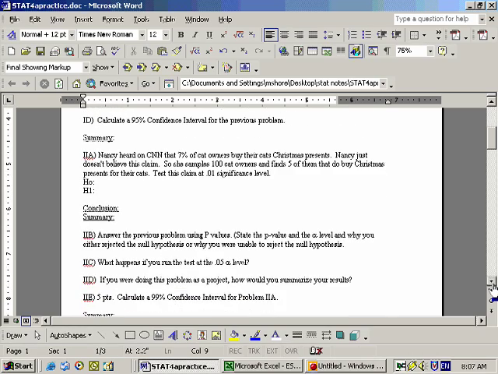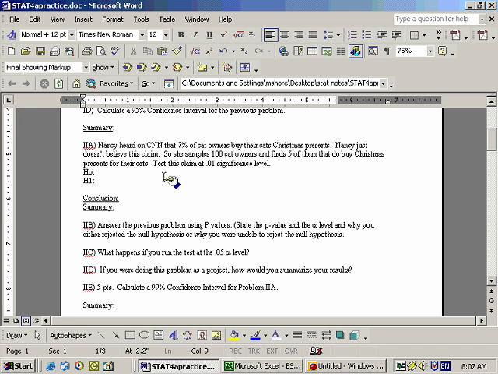Problem number 2 says that Nancy heard a claim on CNN that 7% of cat owners buy their cats Christmas presents. Nancy just doesn't believe this claim. In other words, she thinks it's not equal to 7%. So the null hypothesis would be that P equals 0.07 or 7%, and then your alternate hypothesis would be that P does not equal 0.07.